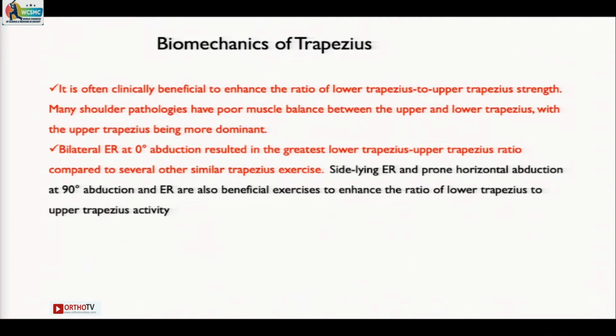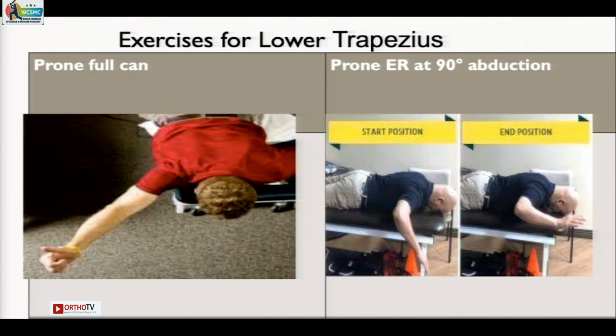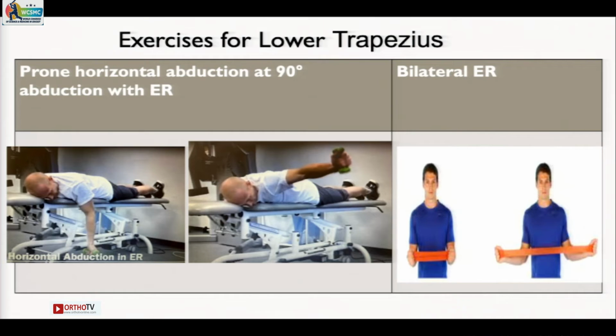Trapezius: there are three parts of the trapezius, upper, middle, and lower trapezius. You should focus on the lower trapezius as compared to the upper trapezius muscle. The lower trapezius exercises are prone full can, prone external rotation in 90-degree abduction, prone horizontal abduction with external rotation, and bilateral external rotation. This bilateral external rotation is a very good exercise, which also strengthens the infraspinatus and teres minor muscles. These are the exercises for the lower trapezius.